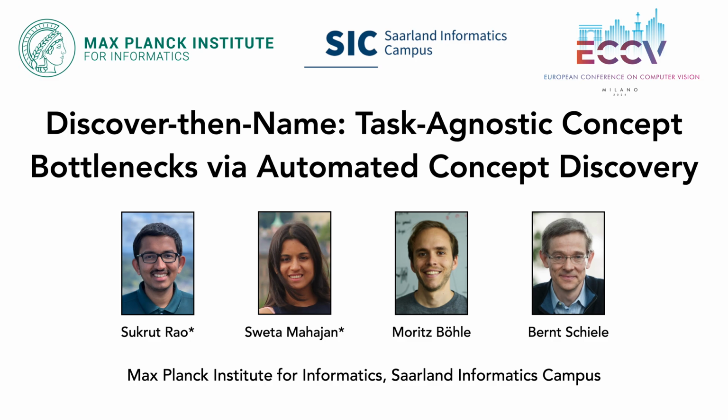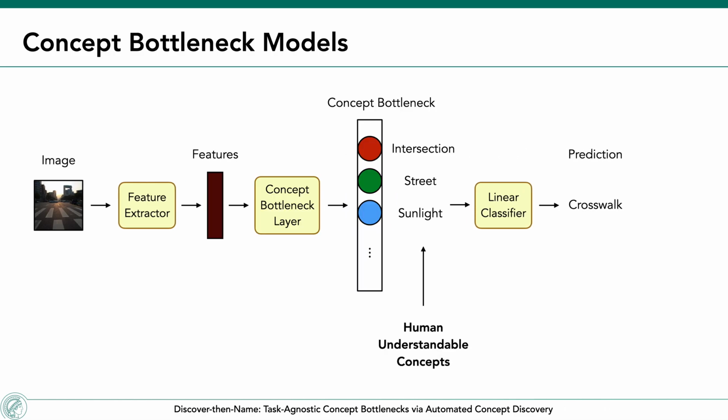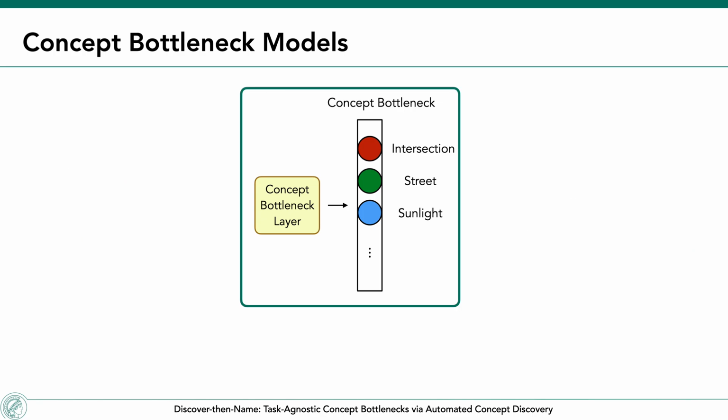I'll be presenting our work Discover-then-Name, wherein we invert the typical paradigm of building concept bottleneck models by first discovering the concepts known to the model and then naming them. Image classification networks typically use a feature extractor followed by a linear classifier to make predictions, but are not interpretable. To bring interpretability, concept bottleneck models insert a concept bottleneck layer before the classifier, which first maps the features to human understandable concepts and then predicts using a sparse combination of them.